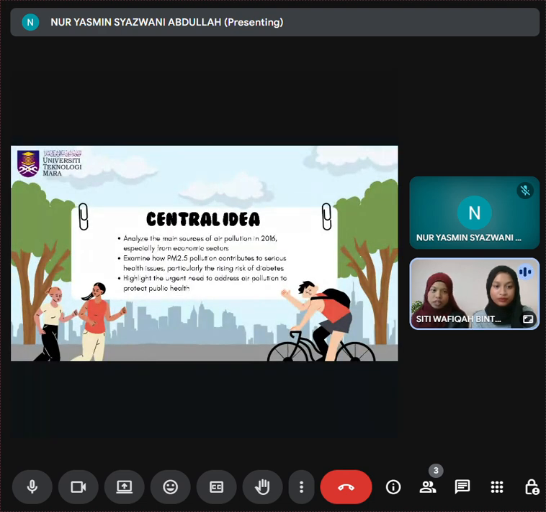Next one, central idea. In this presentation, we will analyze where air pollution came from in 2016, mainly from farming, factories, and household activities. We will also examine how exposure to PM 2.5 doesn't just harm our lungs, but increases the risk of disease like diabetes. Most importantly, we want to highlight the urgent need to control pollution now before more people get sick in the future.